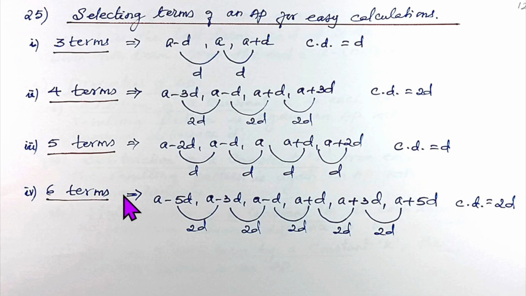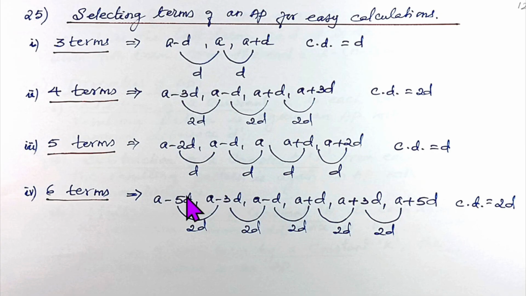And if 6 terms are required, then start with a plus d to the right, keep adding 2d: a plus d, a plus 3d, a plus 5d. Then subtract 2d on the left: a plus d becomes a minus d, again subtract 2d, a minus d becomes a minus 3d, and then a minus 5d. So these are the 6 important terms which are in AP and very useful in calculation.